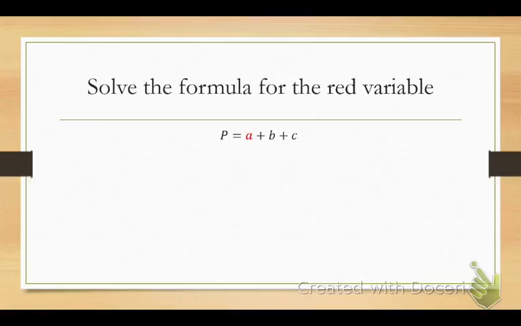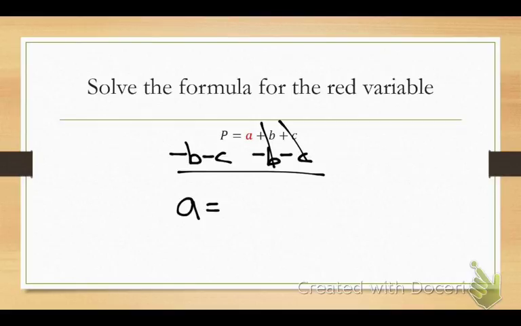Okay, solve for the red variable: P equals a plus b plus c. So if I'm solving for a, how can I get it by itself? P equals a plus b plus c. Elizabeth? Subtract b and subtract c. If you subtract b minus b, it cancels. If you subtract c minus c, it cancels. And do it to the other side. And you get a equals capital P minus b minus c.